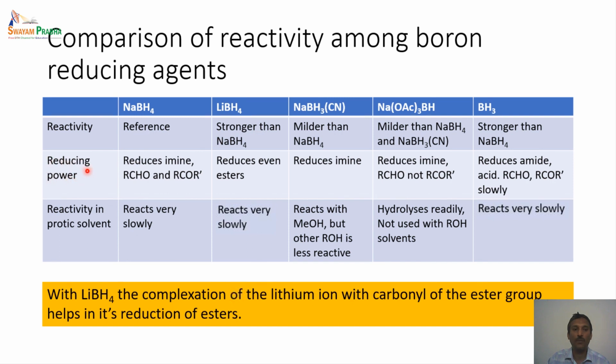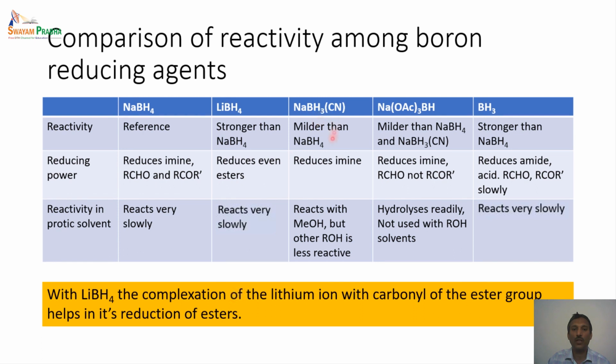So when we talk about the reducing power, sodium borohydride can reduce imines, aldehydes and ketones, whereas lithium borohydride can reduce even esters. So lithium borohydride is a much stronger reducing agent than sodium borohydride. And the reason for this is that the lithium can complex with the carbonyl oxygen of the ester group. So this helps in the reduction of esters. The complexation of lithium with the oxygen is very crucial for the reduction of ester groups using lithium borohydride.